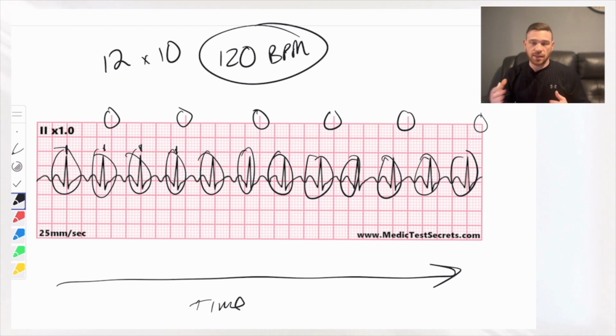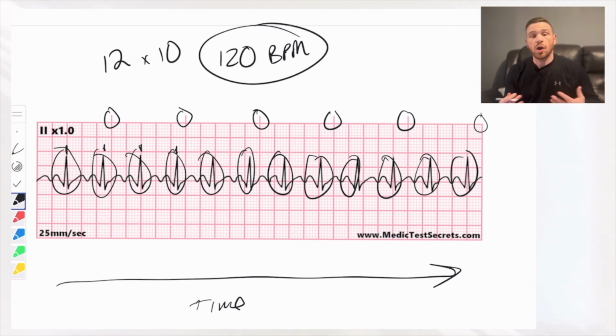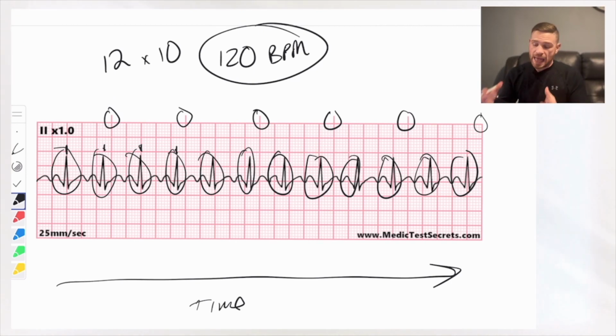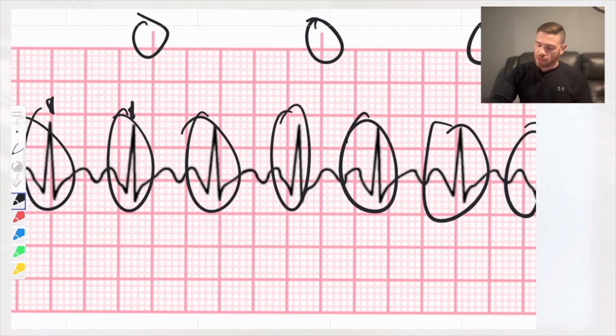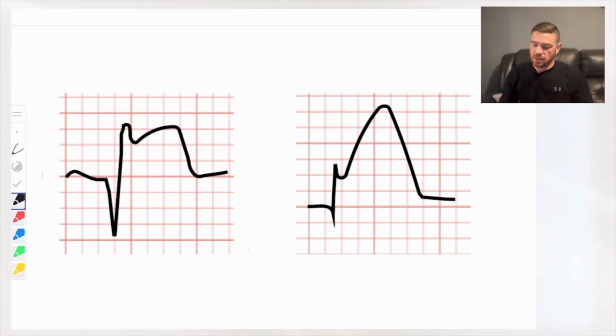And that's a quick and easy way to take a glance at this and determine what the rate is. There are other methods for determining rate that are more accurate, and they all involve using time or counting the boxes to determine what the heart rate is. Next, let's look at this example and see how amplitude fits into the equation.